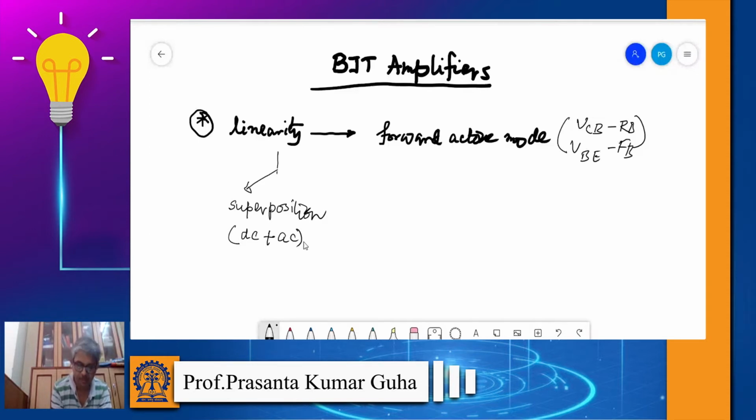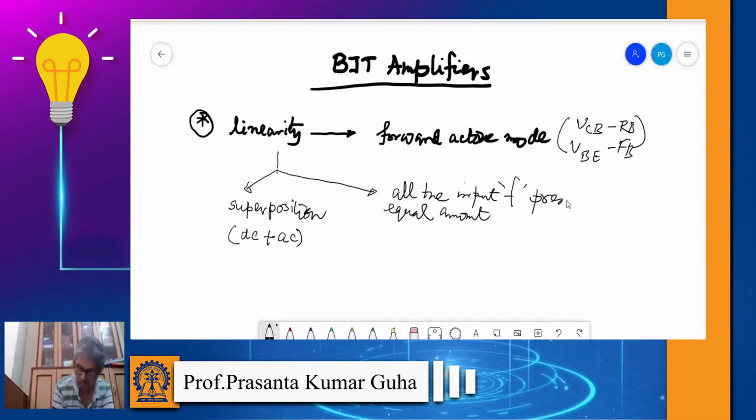So we can then separately see the effect of DC and AC signal on the circuit, or see the performance of the circuit in presence of DC and AC signal. And this linearity will also amplify all the input frequencies in equal amount. So this is what we mentioned already.